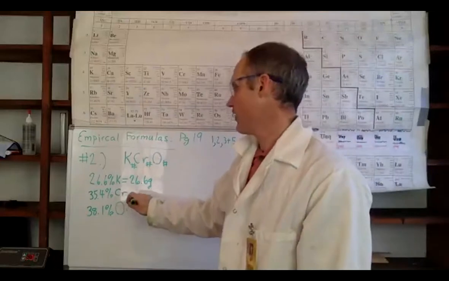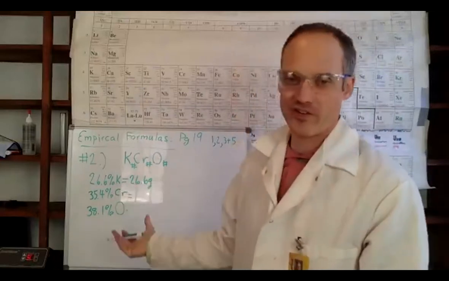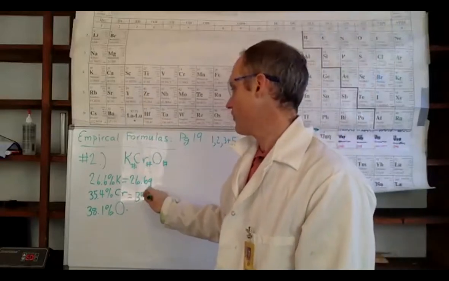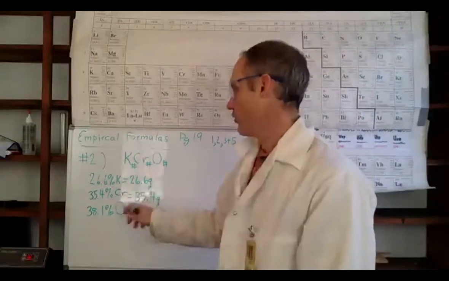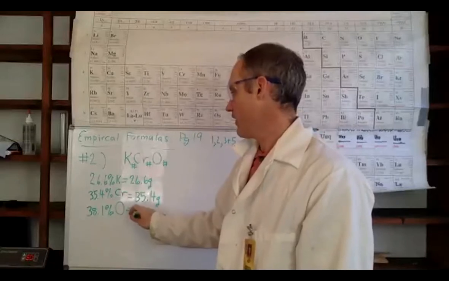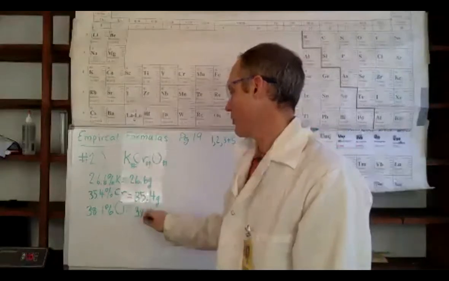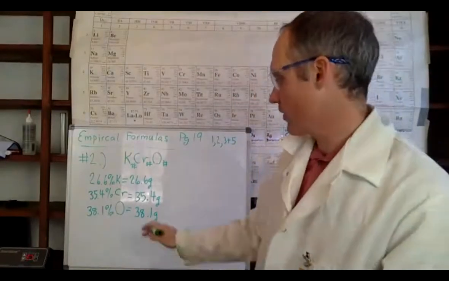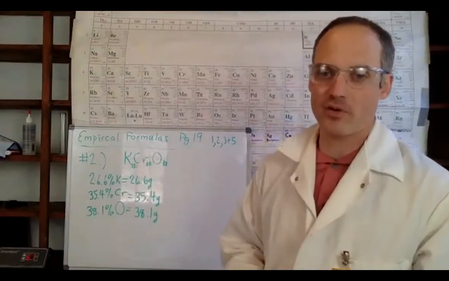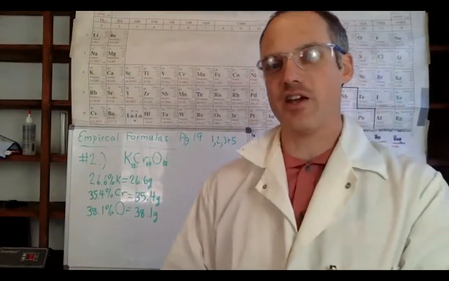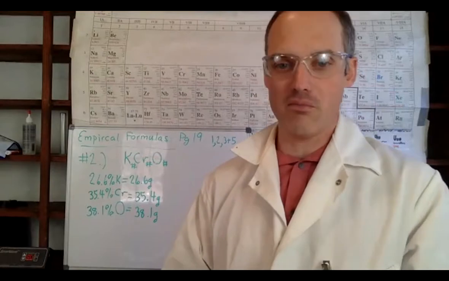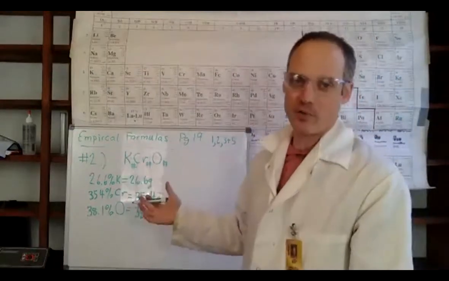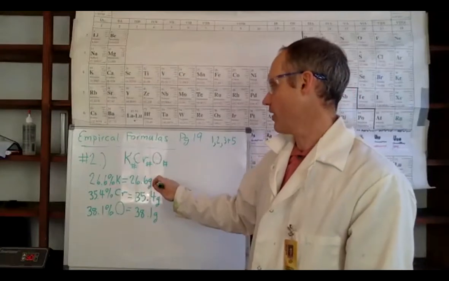then you can just say that we have 26.6 grams of potassium, we have 35.4 grams of chromium, and we have 38.1 grams that is oxygen. Because if you look, those add up to 100 grams total. So you can just pretend that you have a 100 gram mass of the compound. Then we can convert them to moles, because we know how to convert grams to moles.